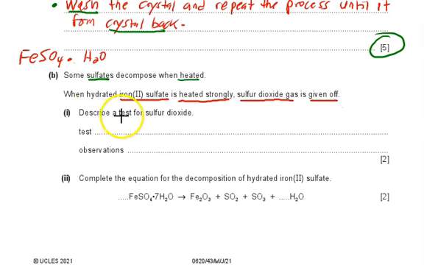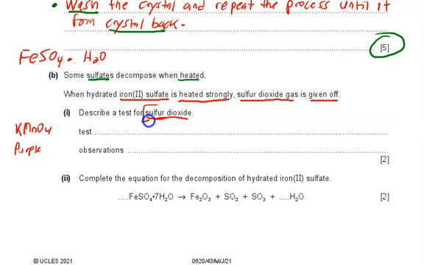So describe a test for sulfur dioxide. Okay, sulfur dioxide is a strong reducing agent. So the test here we can use is potassium manganate. Okay, this is a purple color. This is a purple color.